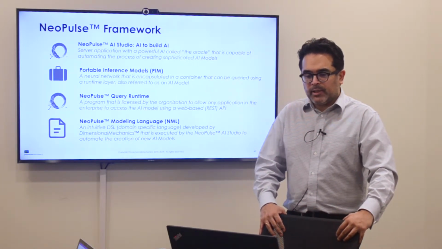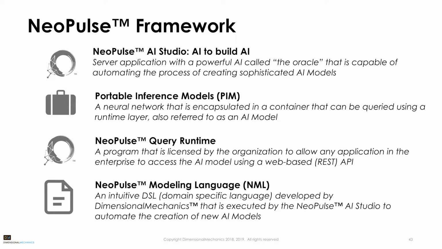So the output of AI Studio is something called a PIM, or a Portable Inference Model. The way to think about a PIM is as a platform-neutral object. It's a container that contains a neural network, or a set of algorithms. It doesn't necessarily need to be a neural network, and it has a standardized way to access the contained model. That provides a way for the runtime, which is the next thing, to access the model, interrogate it, and also optimize access to it.